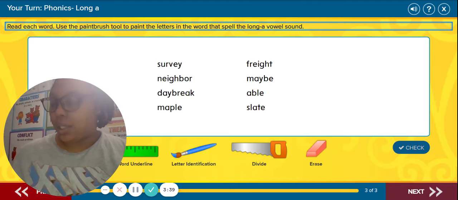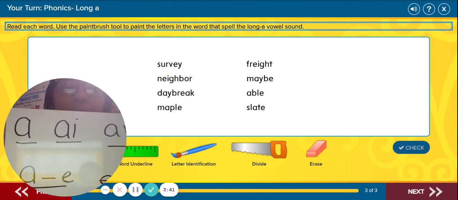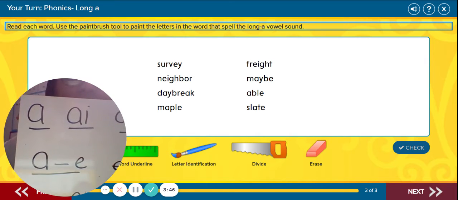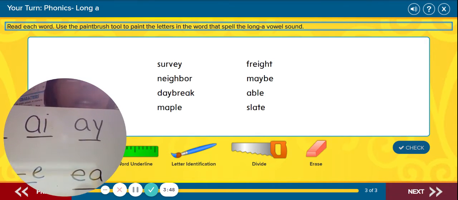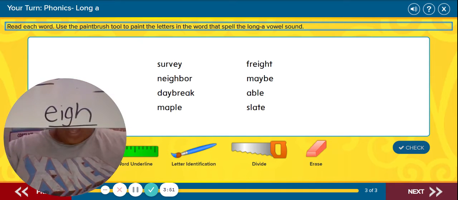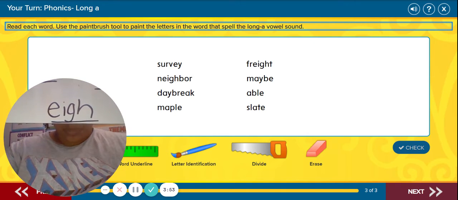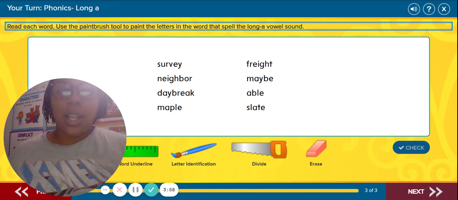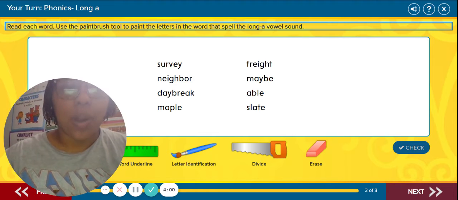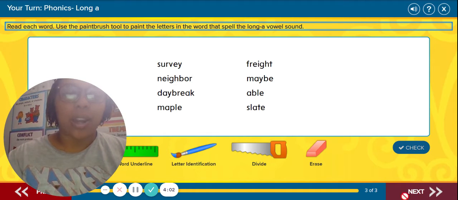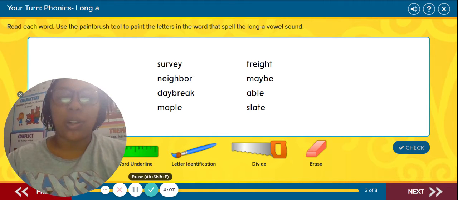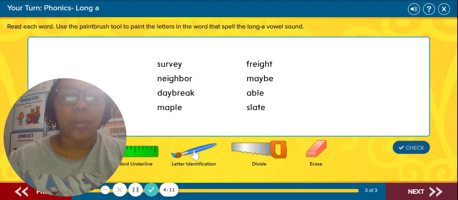All right, so let's look at our list again. A, AI, and AY, A with a silent E close by, EA, and EIGH. What are some of the patterns you see in the words so far? Let's take a break and take a look while we try to figure out what patterns we see. All right, everyone. I hope you had time to look over the words and try to pick out some of our patterns. Let's pick up our paintbrush and get ready.